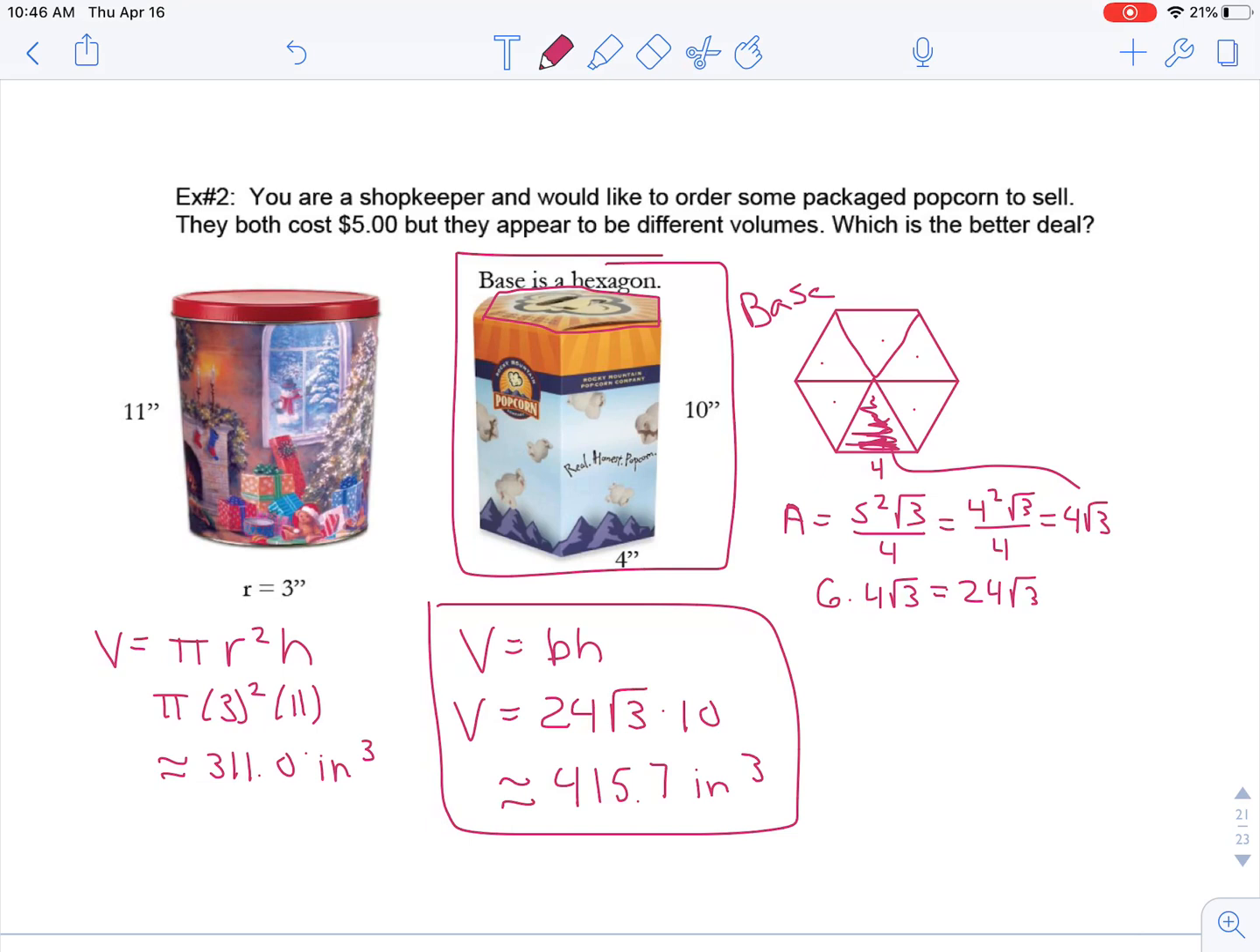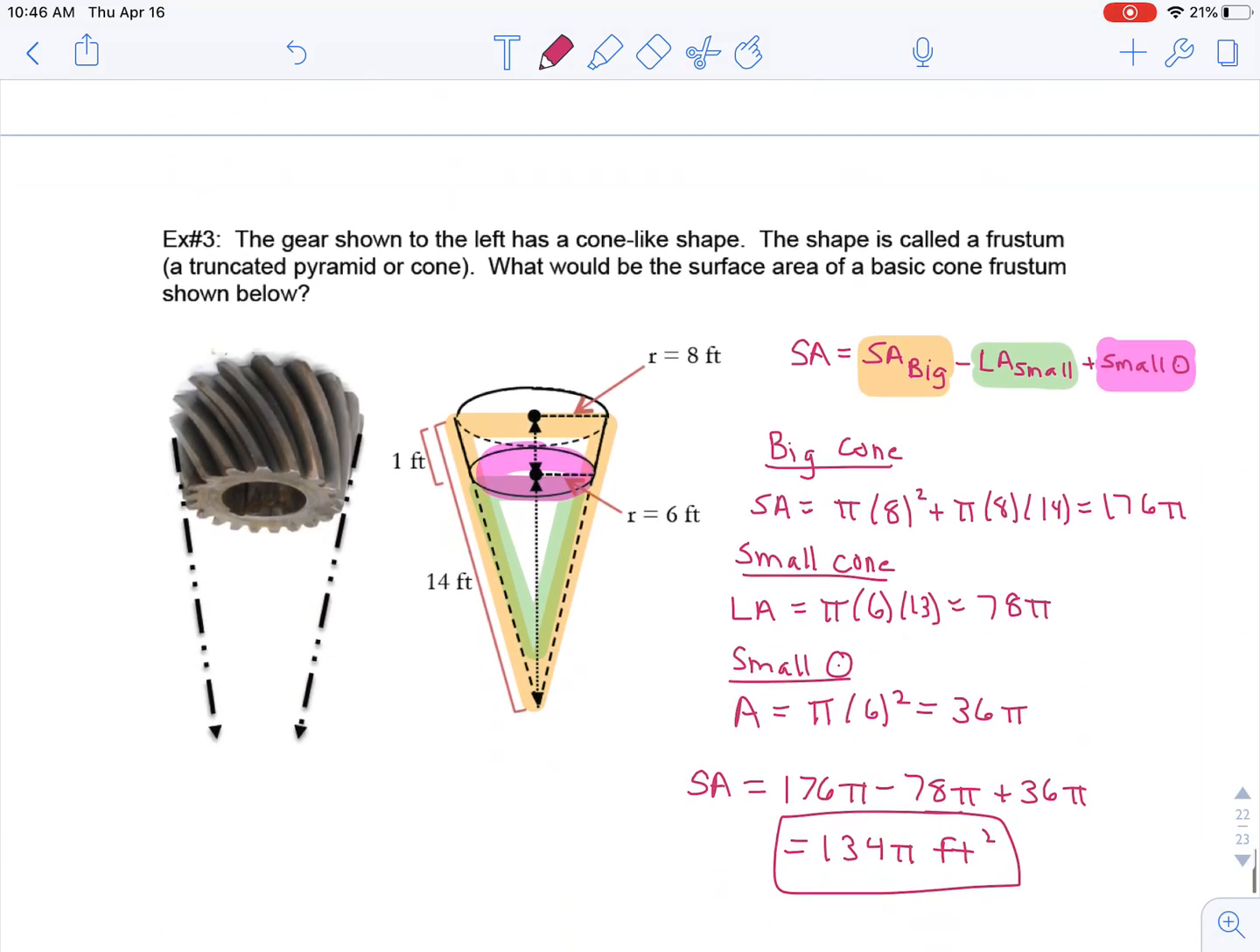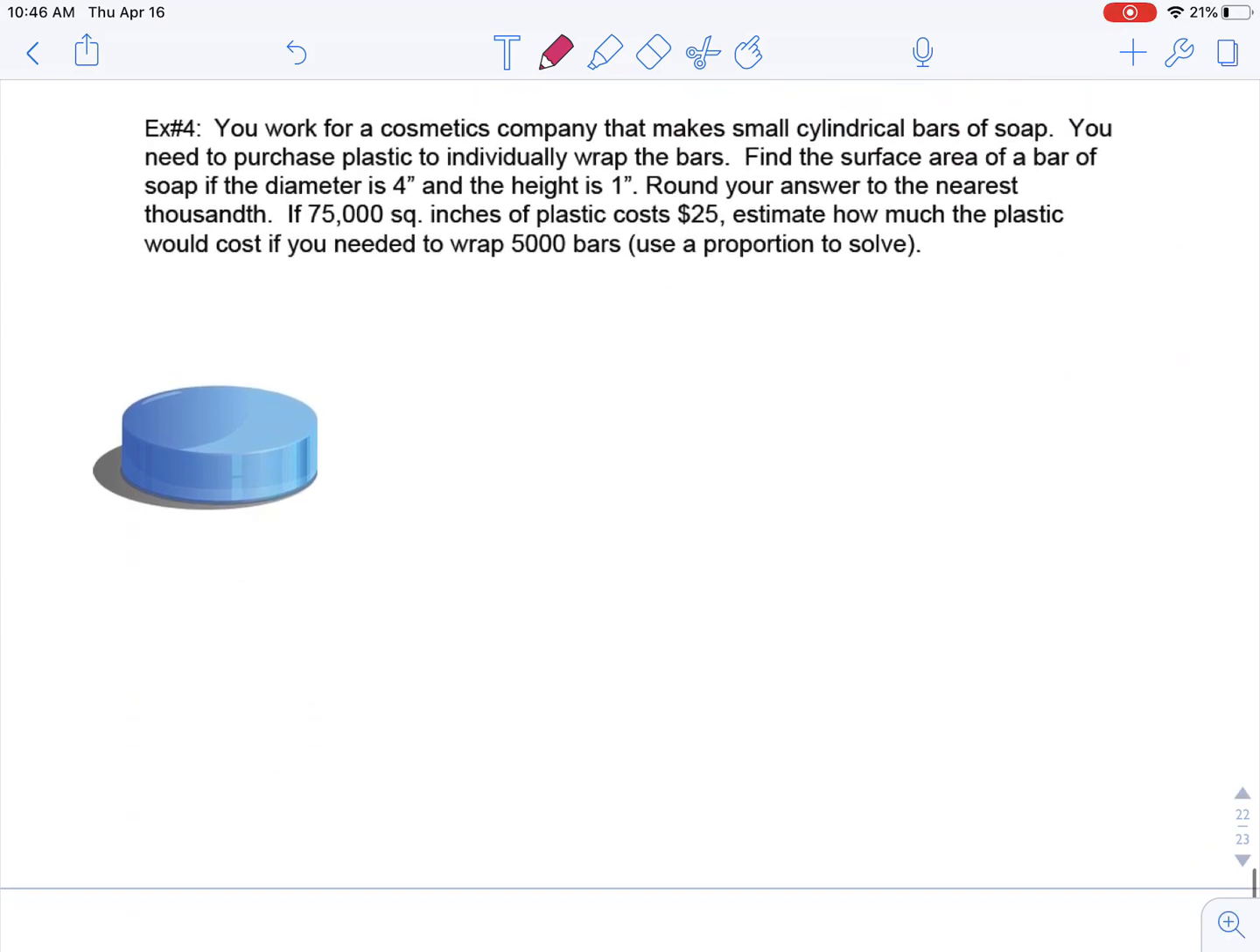I'm going to skip number 3 and have you guys try it at the end, and I'll just put up the answer so you can stop the video and give that a try. So let's scroll down to the last one, number 4.